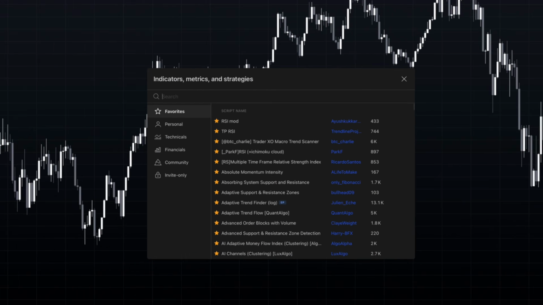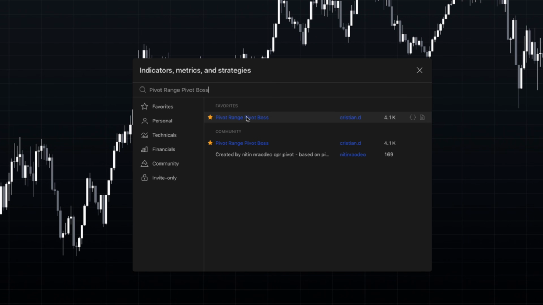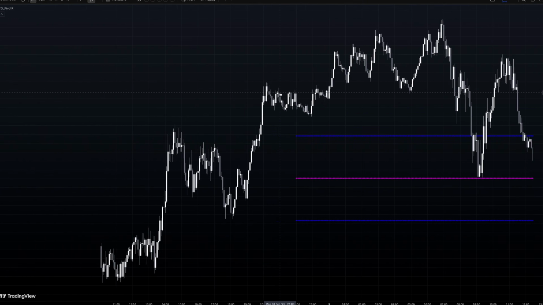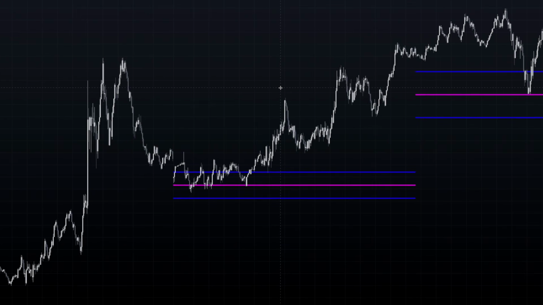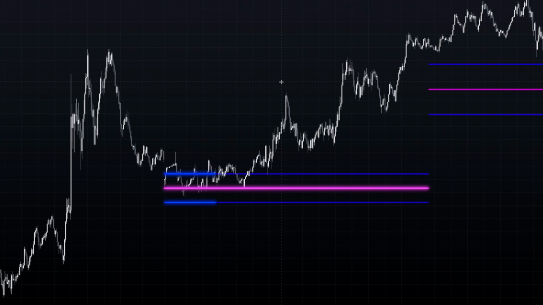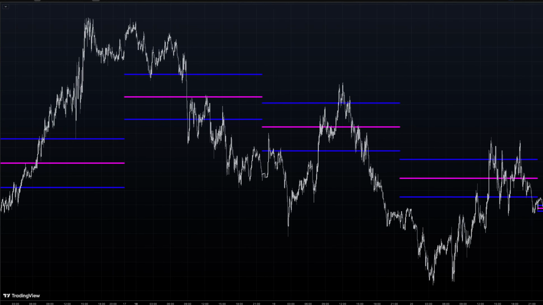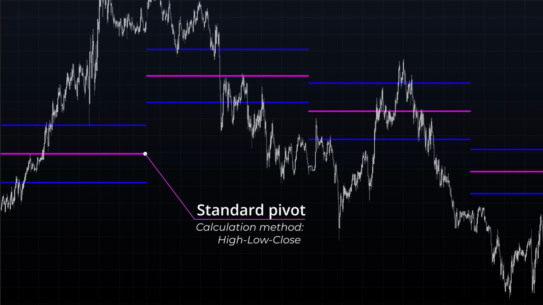Pivot range. Created by Christian D., this Pine script implements Mark Fisher's pivot range methodology, displaying 3 key daily levels derived from the previous day's price action. The system calculates a central pivot point, along with 2 boundary levels that define potential support and resistance zones for intraday trading. The pivot calculation uses the standard formula combining high, low, and close prices from the previous trading session.